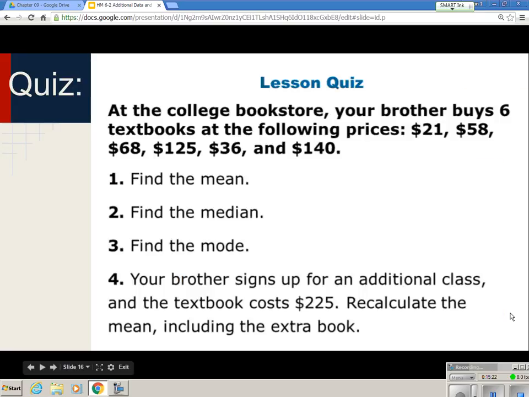And here's your quiz, all 4 questions. You have the data there. For number 1, find the mean. Number 2, find the median. Number 3, find the mode. We're going to throw an outlier in at you, and how does that change the mean? Good luck. See you later.